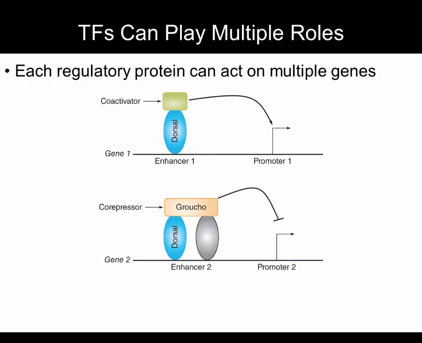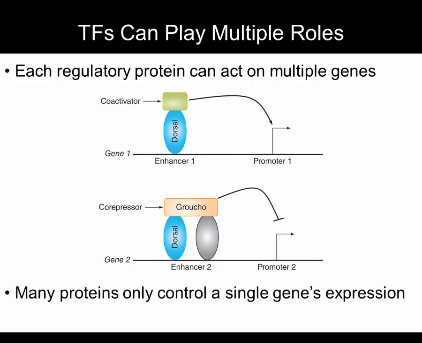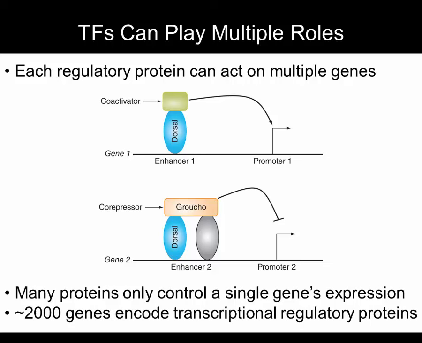A given transcription factor can act on multiple genes, and it doesn't even need to play the same role in each case. This transcription factor dorsal can serve as an activator and recruit a coactivator to increase the expression of one gene, but it could dimerize with another transcription factor to recruit a corepressor and lower transcription of another gene. Though this isn't always the case, eukaryotic transcription is so tightly controlled that often a transcription factor is expressed solely to regulate transcription of a single gene. There are about 2,000 genes that encode transcription factors in humans, accounting for nearly 10% of our genes.